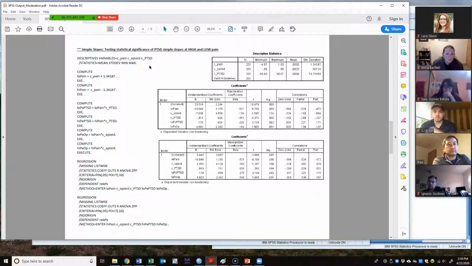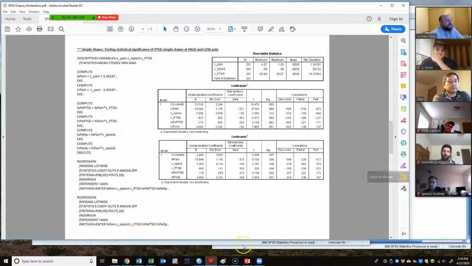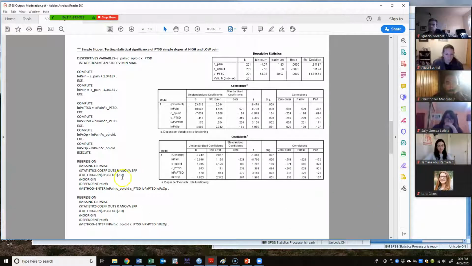So in order to test this, this is where we started changing the centering of our moderator to test specifically whether we have evidence for an effect at high and low levels of pain. Here we created a rescaled variable for low pain and a rescaled variable for high pain. For low pain, we added a standard deviation. For high pain, we subtracted a standard deviation. A little counterintuitive, but we're just moving that 0 point around.